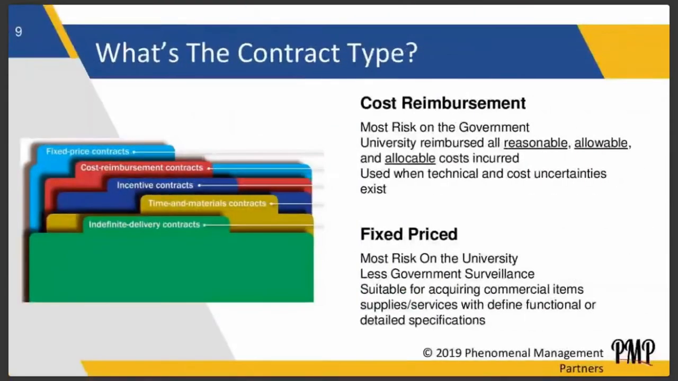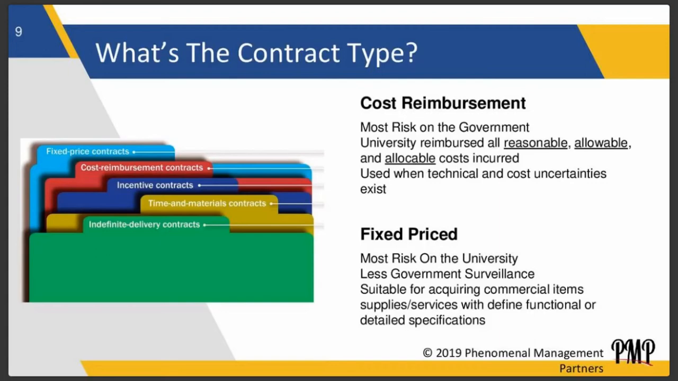What's the contract type? So it generally falls into two categories. There are contract types in between, but one side is the cost reimbursable side, which means that it's more risk to the government, and one side is a fixed price side, which means that it's more risk to the university or contractor. So on the cost side, you have stuff like T&M contracts and IDIQ contracts. They're all cost type contracts.